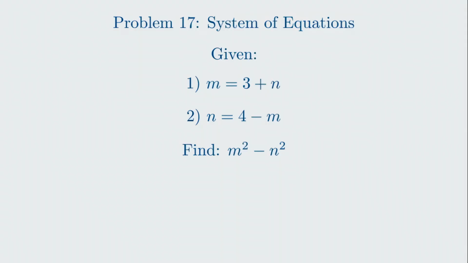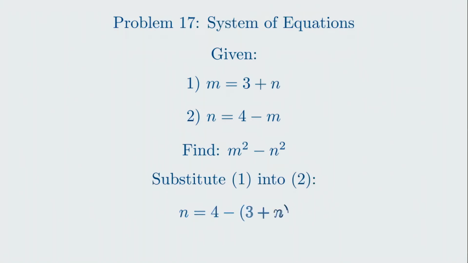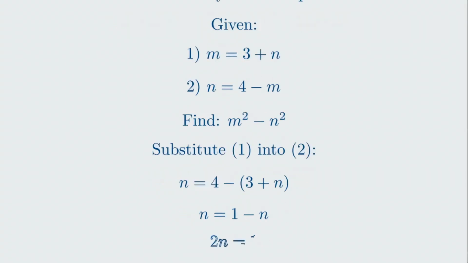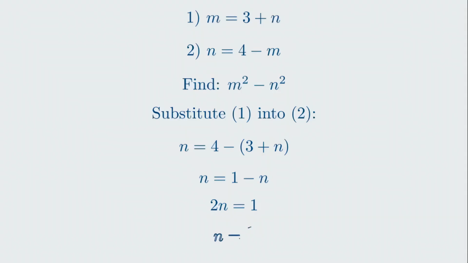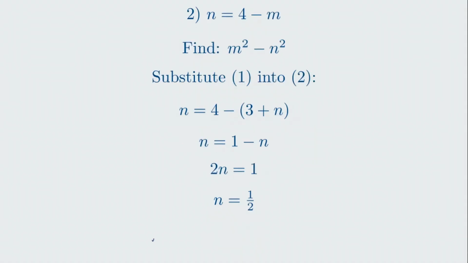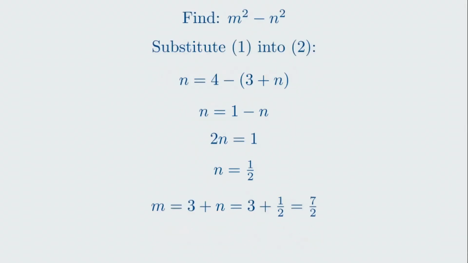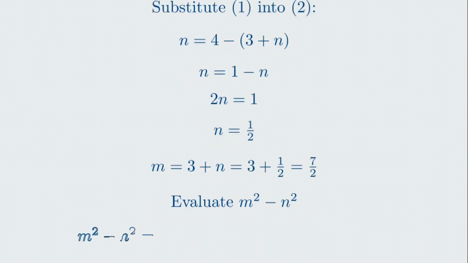The first is substitution. We can substitute the first equation, m equals 3 plus n, into the second equation for m. This gives us n equals 4 minus the quantity 3 plus n. Simplifying, we get n equals 1 minus n. Adding n to both sides gives 2n equals 1, so n equals 1/2. Now we can substitute n equals 1/2 back into the first equation to find m. m equals 3 plus 1/2, which is 3.5 or 7/2.